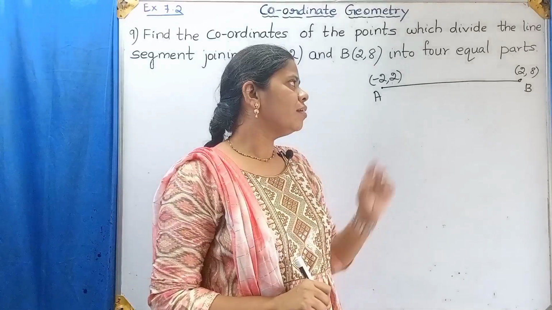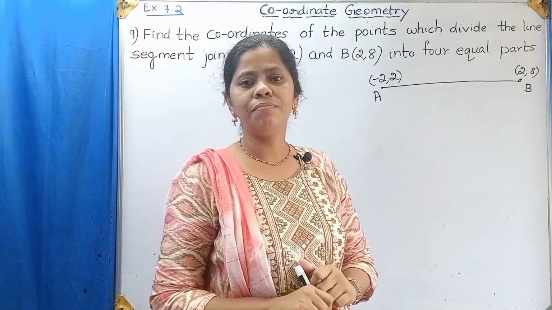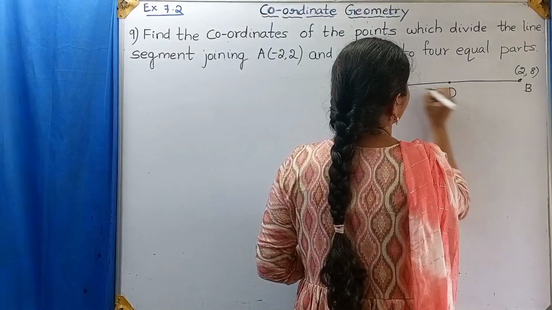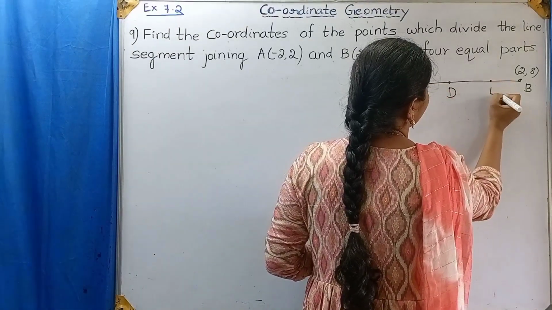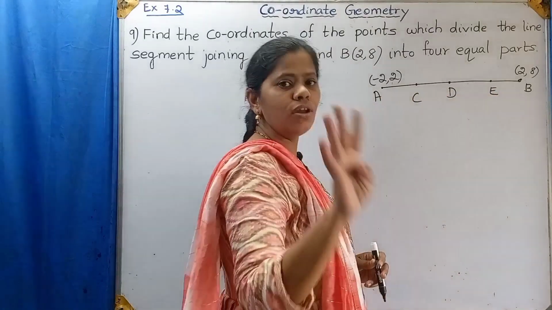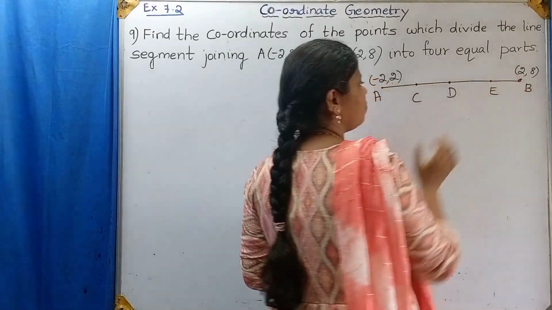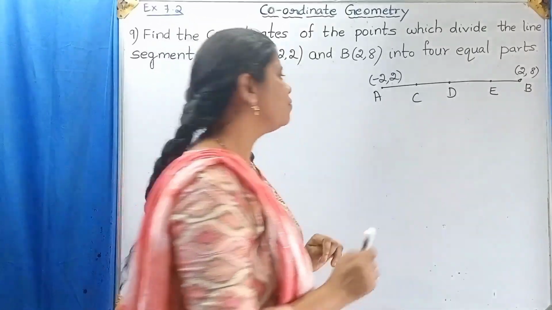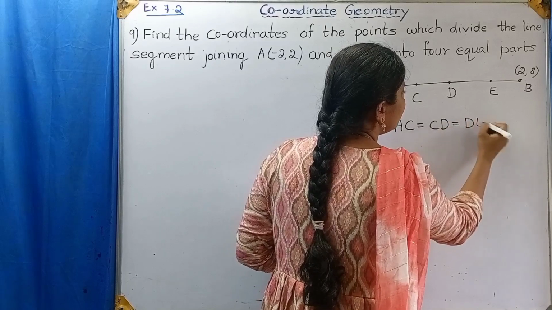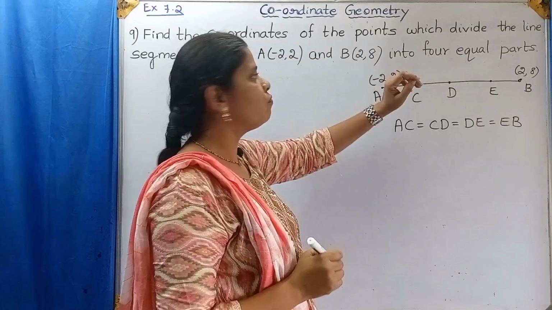Then, to divide the line AB into 4 equal parts, how many points do we need? We need 3 points, right? See here. Now these 3 points divide the line AB into 4 equal parts, that is AC, CD, DE and EB. Since there are 4 equal parts, we can write AC is equal to CD is equal to DE is equal to EB, right?